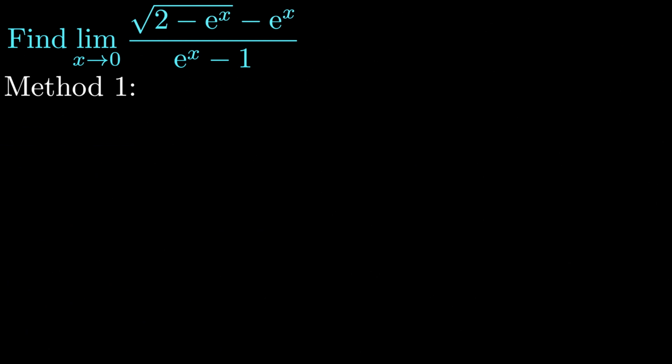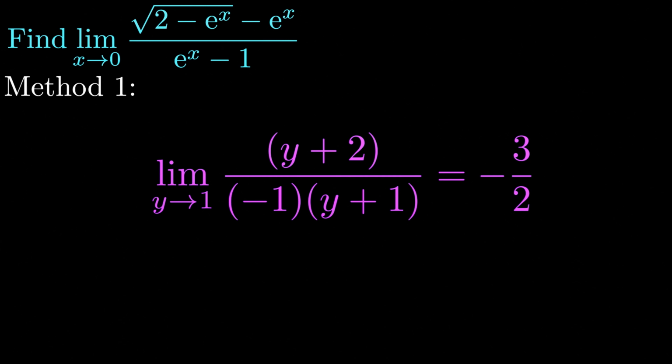So we can now let y tend to 1 without worrying about dividing by 0. Doing so, we get a final answer of minus 3 divided by 2. So that's the answer for method 1.